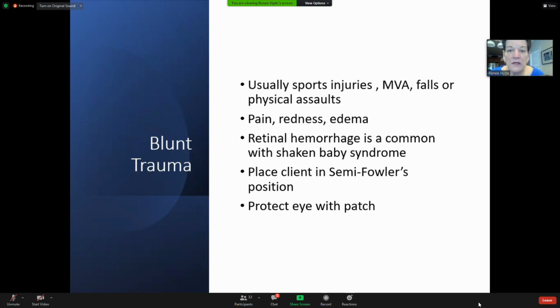Blunt trauma is usually due to sports injuries, motor vehicle accidents, falls, physical assaults. Pain, redness, or edema is common. One of the things that you will see that is a classic sign of shaken baby syndrome is retinal hemorrhage, and that's usually due to blunt trauma. With our patients with blunt trauma, we want to place these folks in a semi-Fowler's position and patch the eye to protect it.